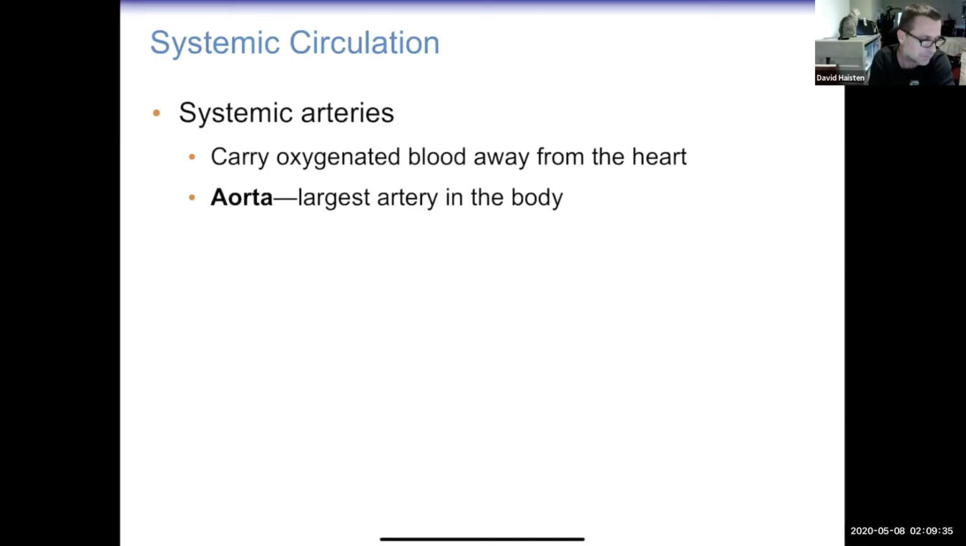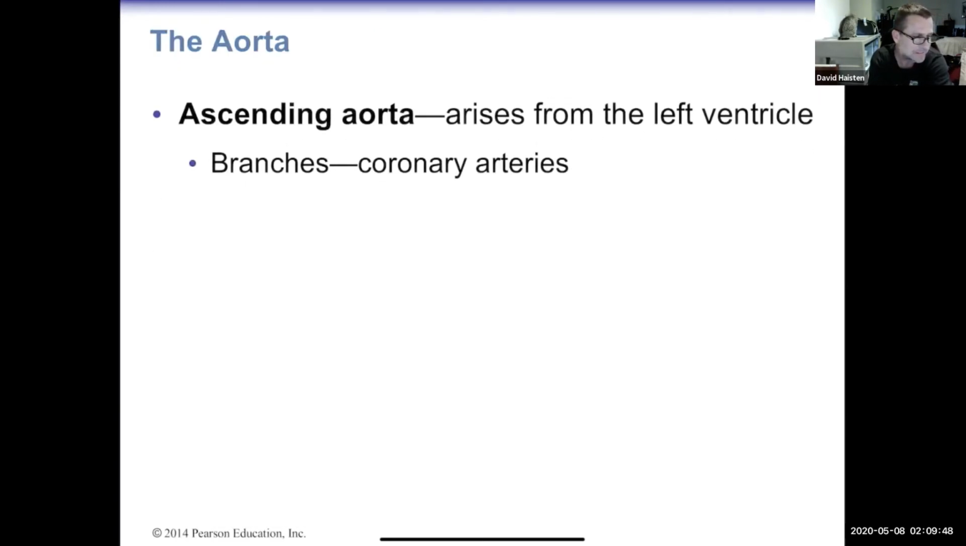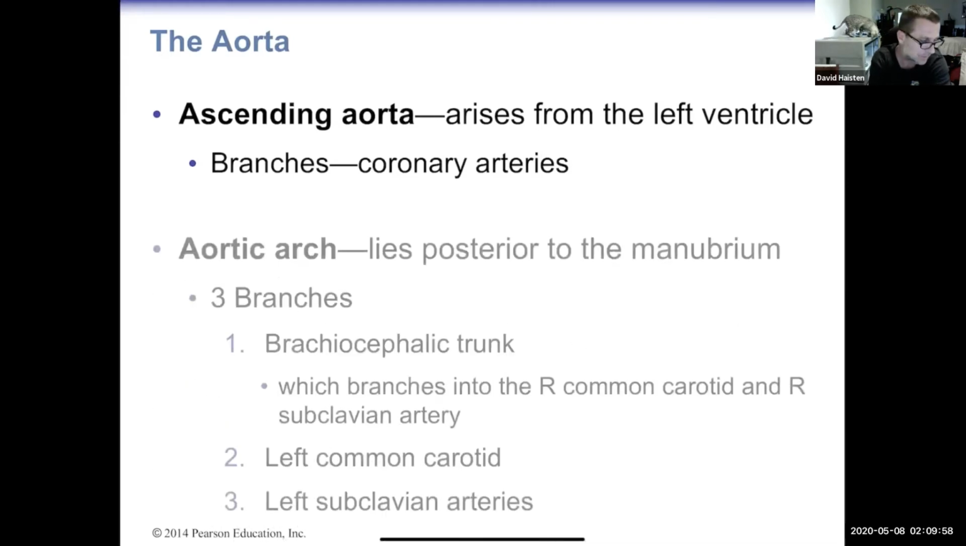Largest artery in the body. Oxygenated blood away from the heart, high pressure. Well, the aorta has some different parts. It has the ascending aorta, where the aorta is coming up. Then it has the aortic arch, and then the descending aorta. Finally, the abdominal aorta.